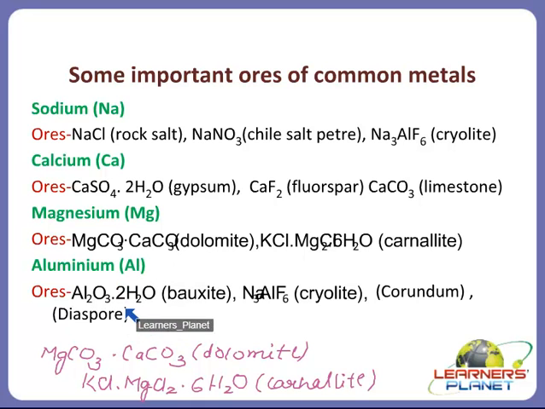The ore of aluminium, that is Al2O3, 2H2O, is bauxite. The next ore is cryolite. I have given its formula above also, Na3AlF6. Right? The next one is corundum. Al2O3 is corundum, and diaspore is Al2O3.H2O. Right, children? So these are the ores of some common metals.